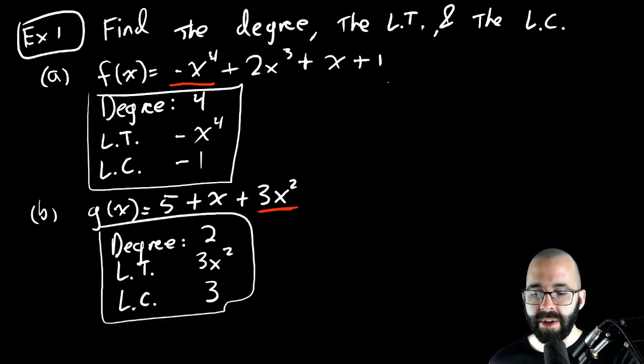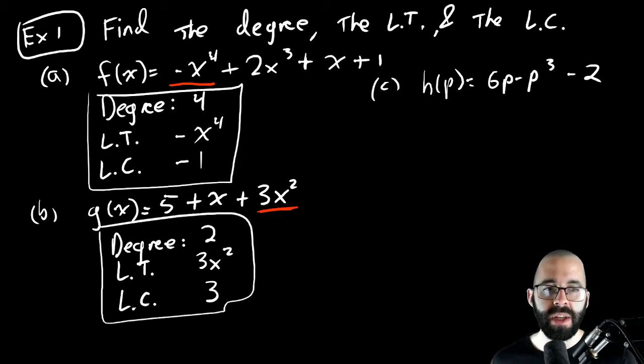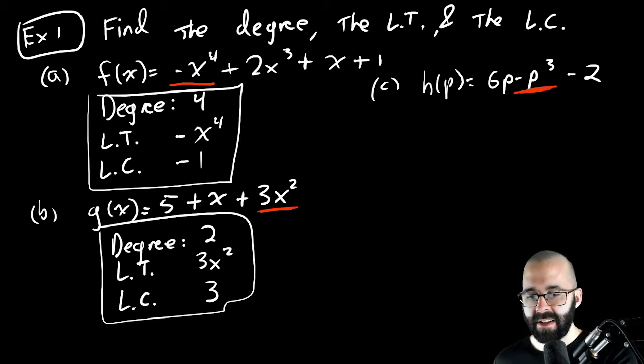And finally, we don't have to use x's. We can use whatever letters we want. Say h of p is equal to 6p minus p cubed minus 2. What's the highest exponent of the variable? Is that one over here? So our degree is 3.